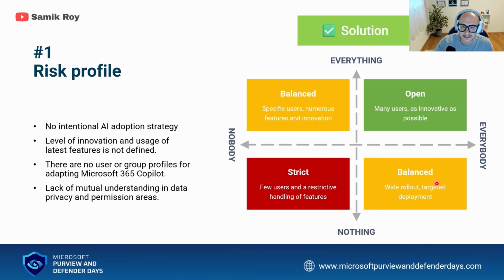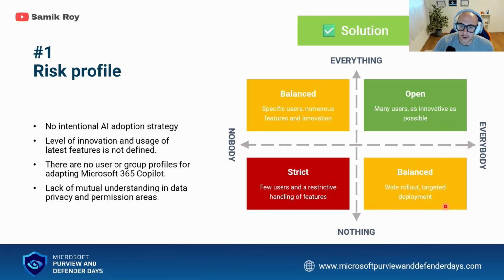Then we have these 2 balanced profiles. There are 2 ways, in my opinion, how you can balance your Copilot adoption. On one hand, we are innovative with functionalities, so we are part of the Frontier program, for example, but we just make Copilot available for specific users or specific groups. So we don't want to spread the functionalities in Copilot through our whole organization, but want to use some pilot groups and extend gradually which users and which groups get the licenses.